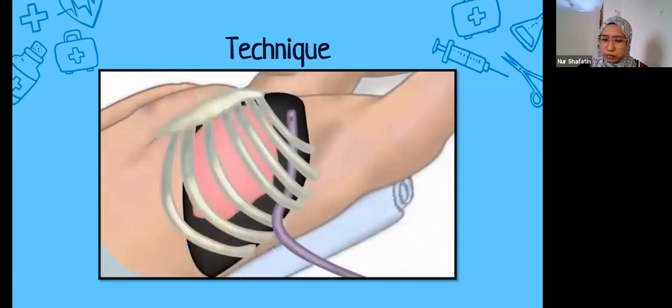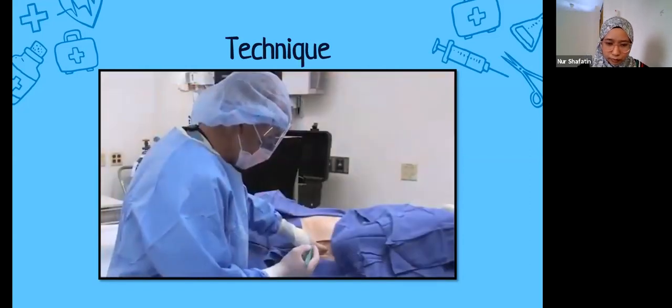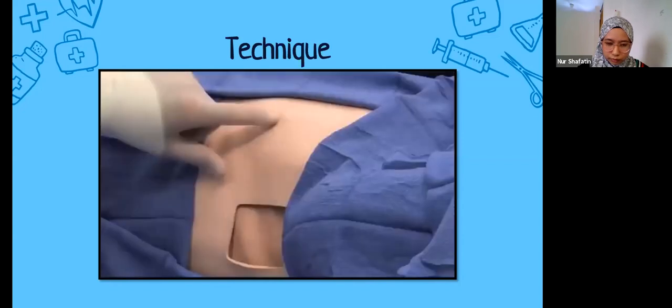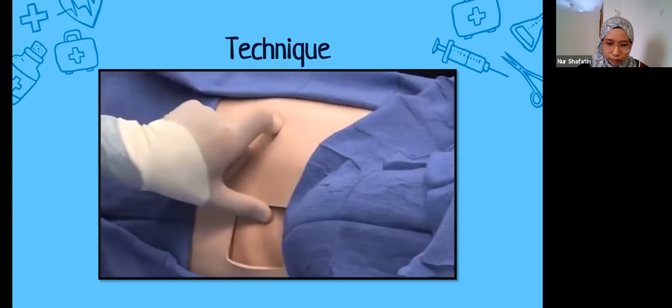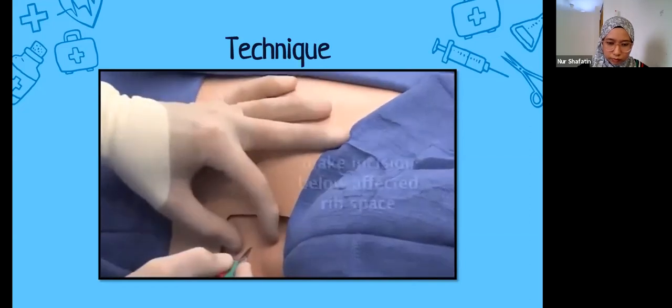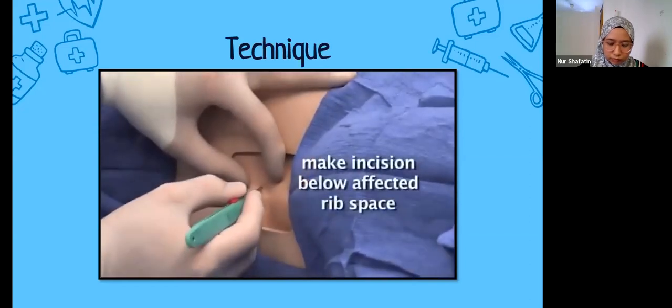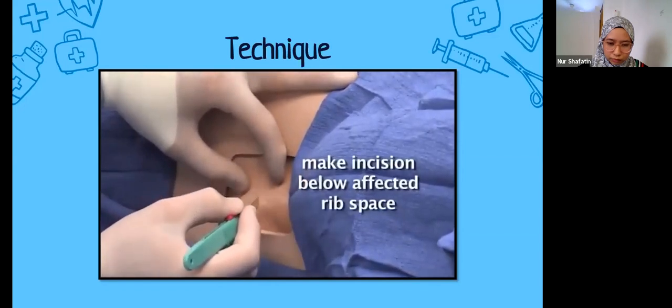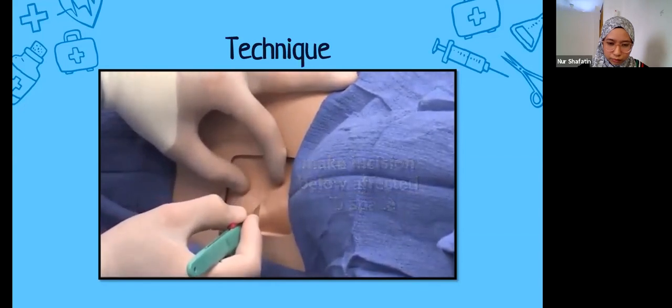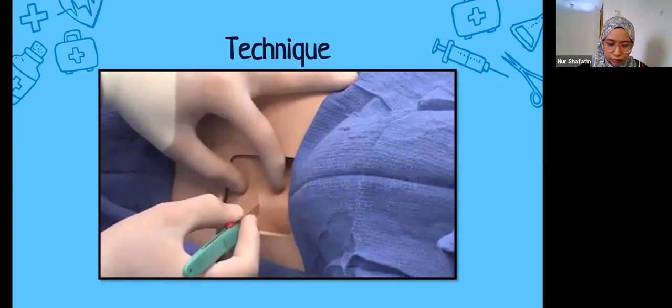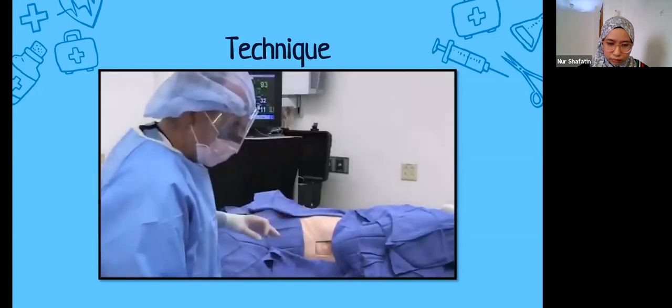Ideally, once the patient has been appropriately prepped, draped, and anesthetized, we confirm placement, and we then document the placement of the nipple at the junction of the anterior axillary line on the affected side. We then make an incision below the affected rib space. The incision needs to be large enough not only to accept the chest tube, but also to accept the clamp for the dissection into the chest cavity itself.